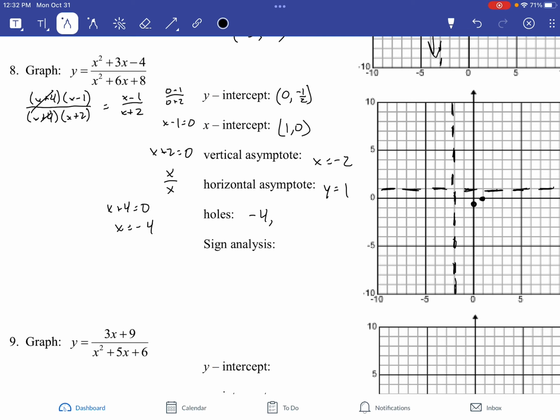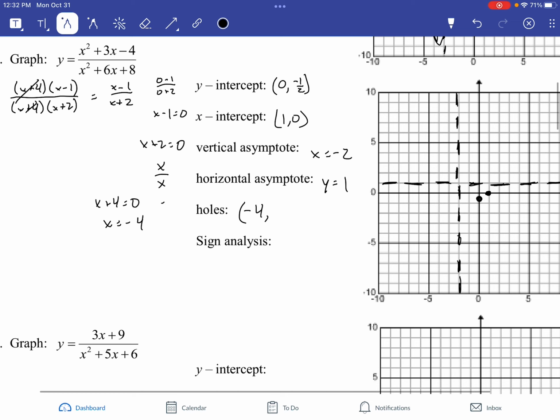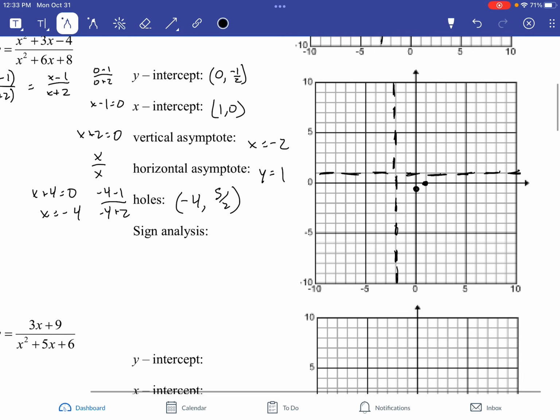This is the first value we're going to have. We put that into our equation. We have negative 4 minus 1 over negative 4 plus 2. We'll get negative 5 over negative 2, which is positive 5 over 2. So there's our hole. So negative 4 and positive 5 over 2, which is 2.5. Let's get this right there.